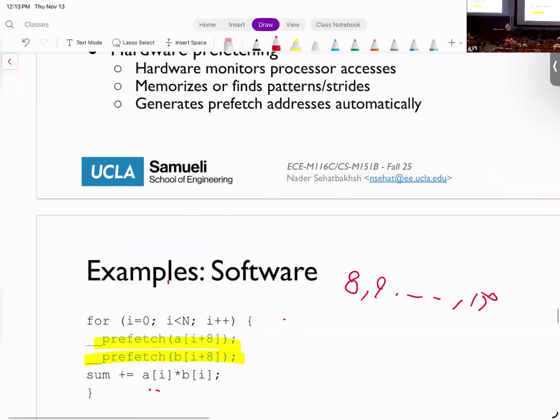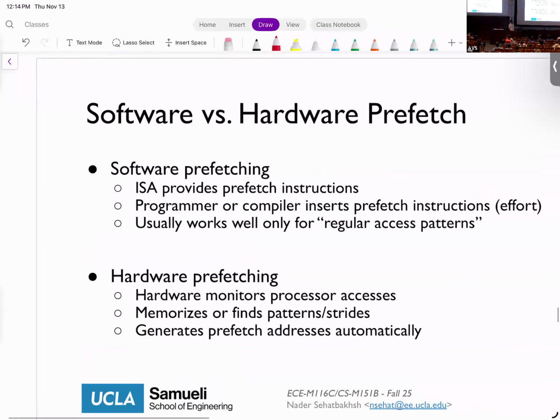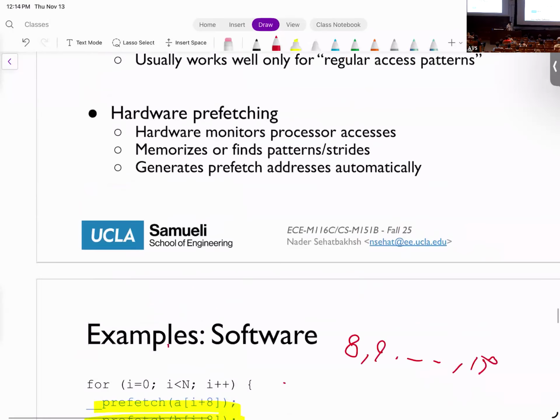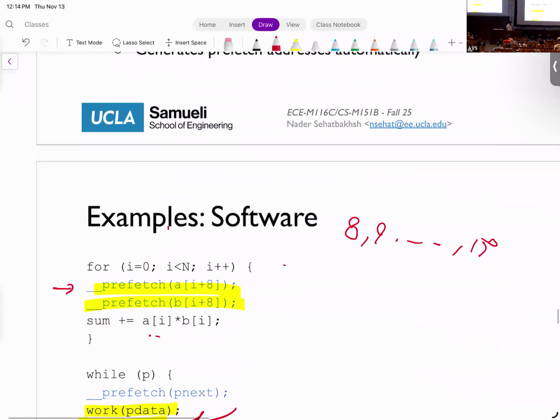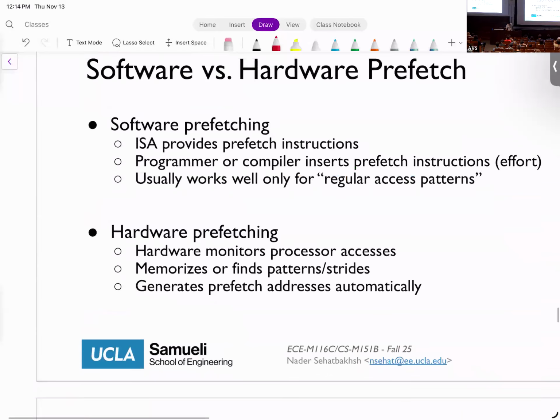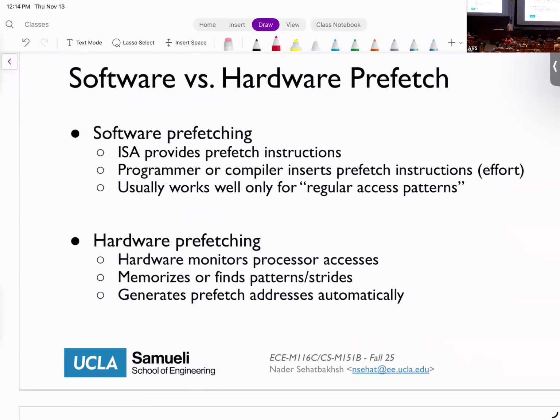So this prefetching could happen in software. In some ISAs, there are instructions specifically for prefetching that you can use. So this line of code is translated by the compiler into an instruction with that address. And as I said, this makes it very easy for a programmer to generate this, and makes it easy for the hardware to understand it as well.